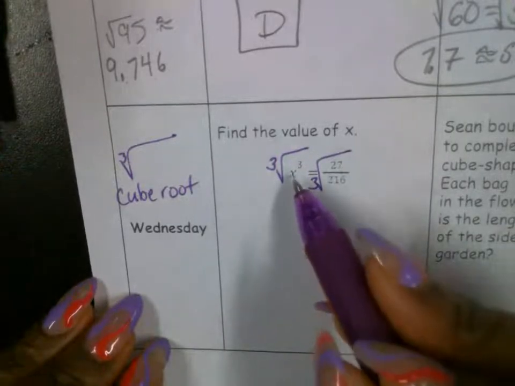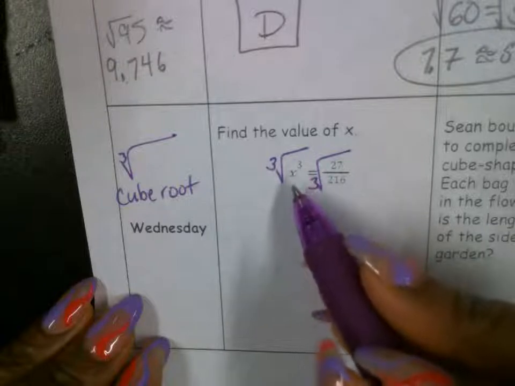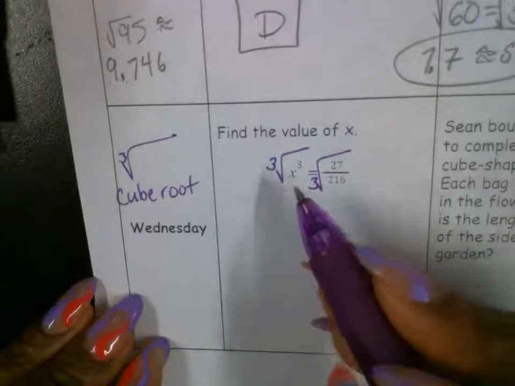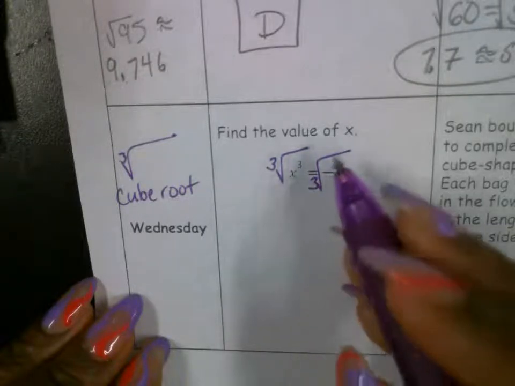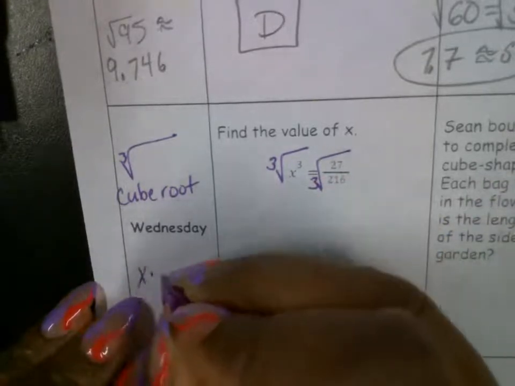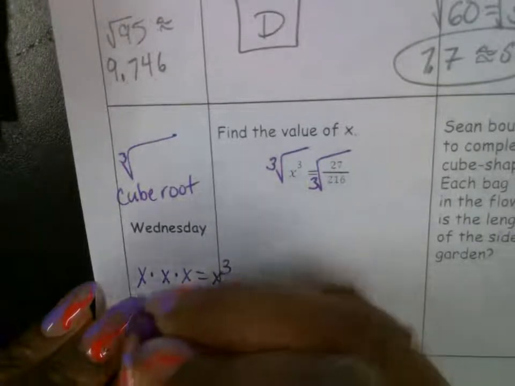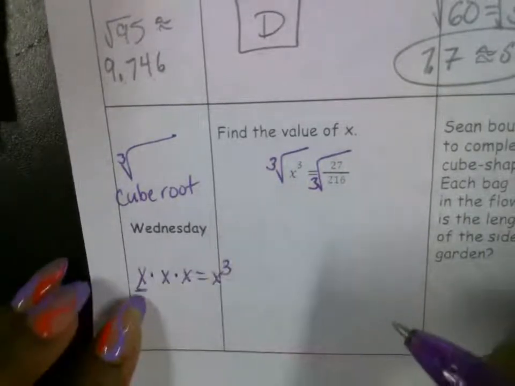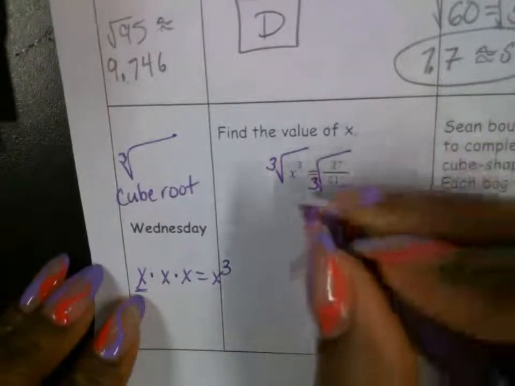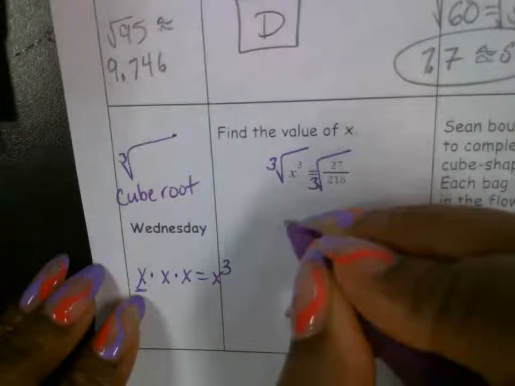What variable can be multiplied times itself 3 times to give you x to the third? X. X times x times x is equal to x to the third. X can be multiplied times itself 3 times to give you x to the third power. So the cube root of x to the third power is just x.